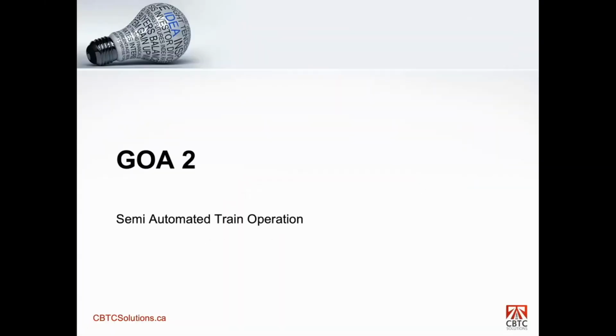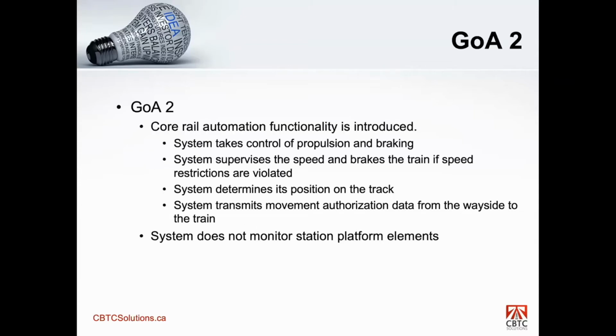Sorry, GoA 2. Now we're getting into automation. GoA 2 is considered semi-automated train operation. GoA 2 is now introducing your core rail automation functionality. This is where your core functionality for automation is introduced.